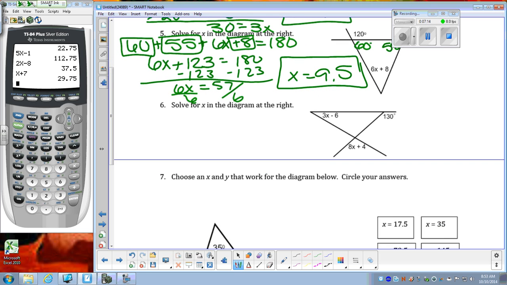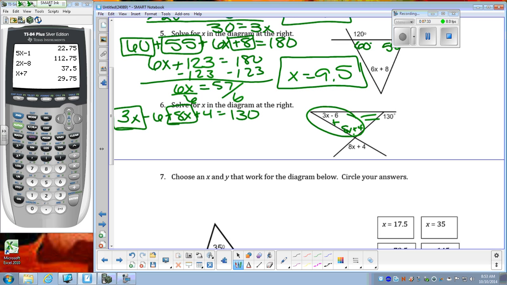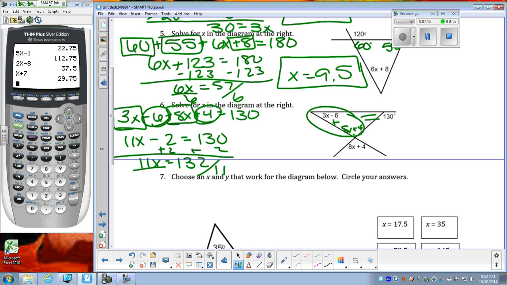And number 6, I know that this angle right here is 8x plus 4. So this time I'm going to use that these two angles have to add up to equal 130. 3x minus 6 plus 8x plus 4 equals 130. Combine my like terms. Add 2. Divide by 11. I get that x equals 12.